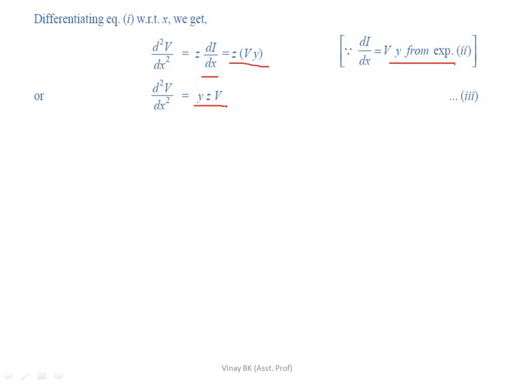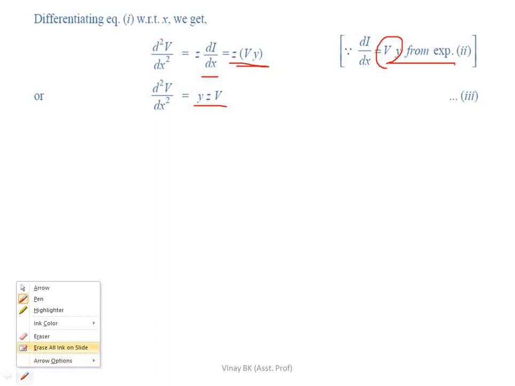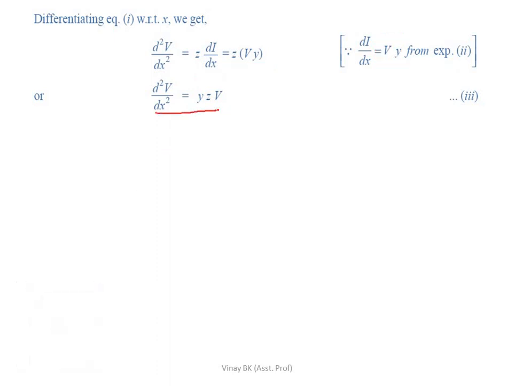Differentiation of dV/dx with respect to x, we can get Z into dI/dx, where Z here is constant; we differentiate I with respect to x, so we get Z into dI/dx. dI/dx is nothing but V into Y, so Z into VY. So rewrite this expression as d²V/dx² equals Y into Z into V. Similarly, for equation 3, we will get the differential equation.